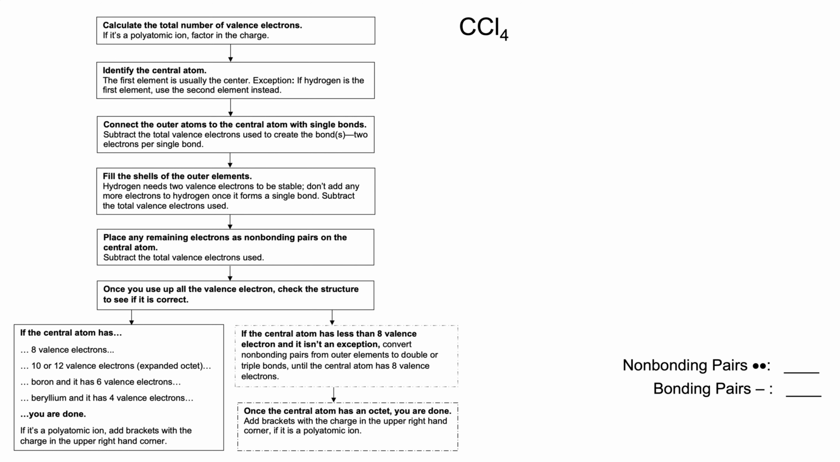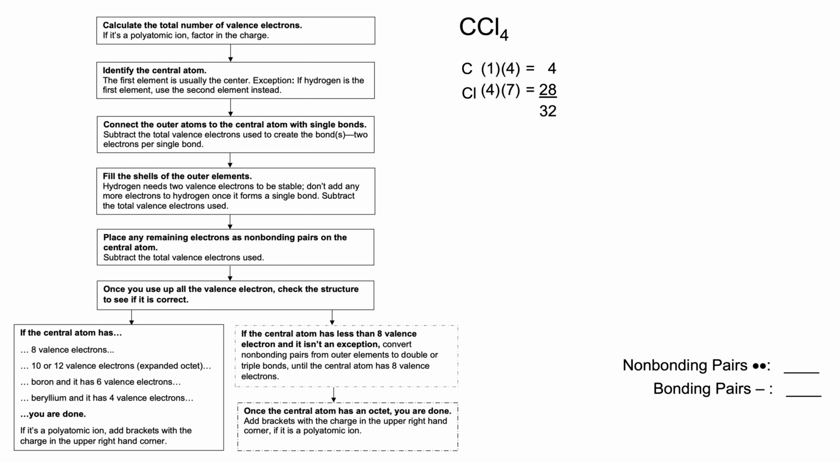My first step is to determine the total number of valence electrons. There's carbon and chlorine. There's 1 carbon, there's 4 chlorines. Each carbon contributes 4 valence electrons. Each chlorine contributes 7. I multiply across and add to get a total of 32.